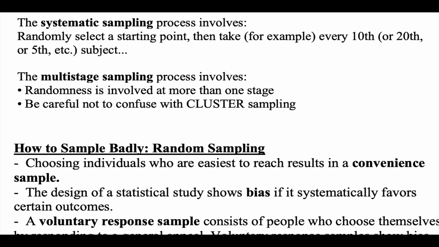Multi-stage sampling involves randomness at more than one stage. Be careful not to confuse it with cluster. So multi-stage has multi-stages. That's why it's called multi-stage. Okay. Multi-stage means at the very top level, let's say I want to give a sample survey to people at the school. Everyone's got a third period. It's considered your homeroom period. So what I do is I pick a list of every teacher who has a third period class. I put them in a hat. Pick five.